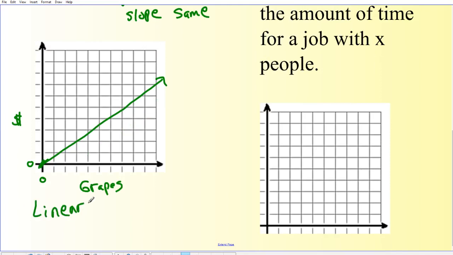Now, would it be increasing or decreasing? I drew my line increasing. Is that right? Well, let's see. If you buy more grapes, does it cost more money? Yes, it does. So this is positive, or you could also say increasing, because as you buy more grapes, it's going to cost more money. Okay?